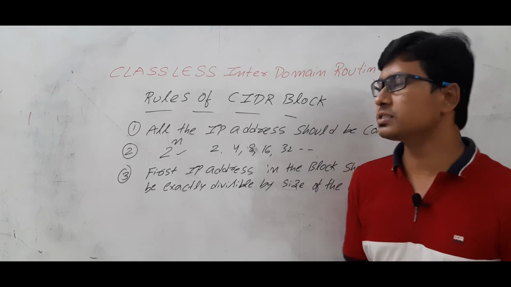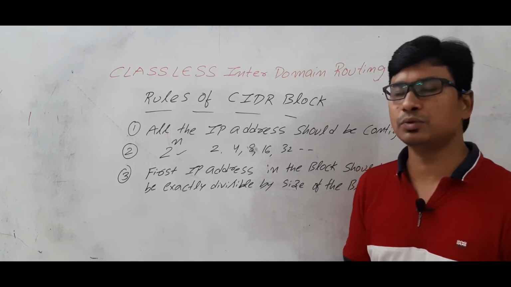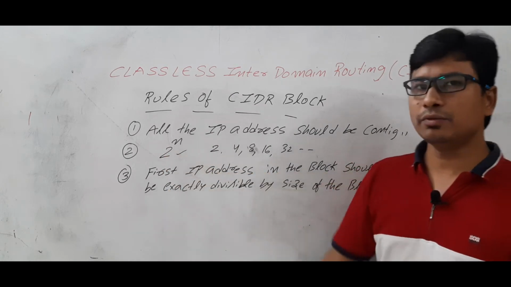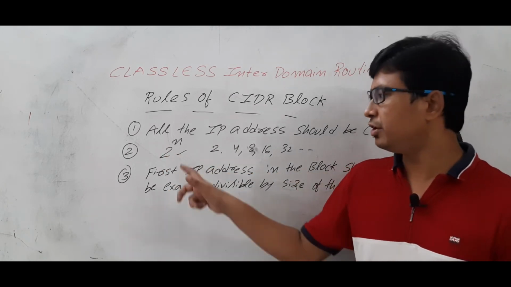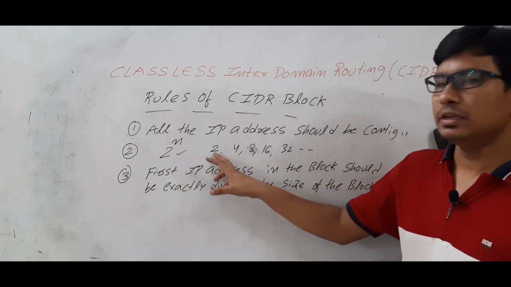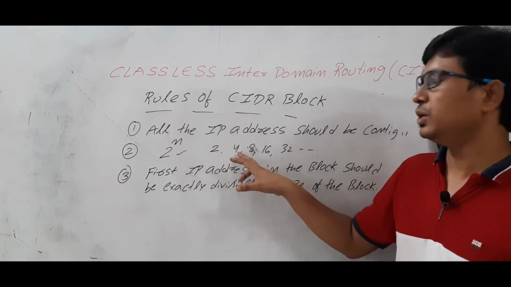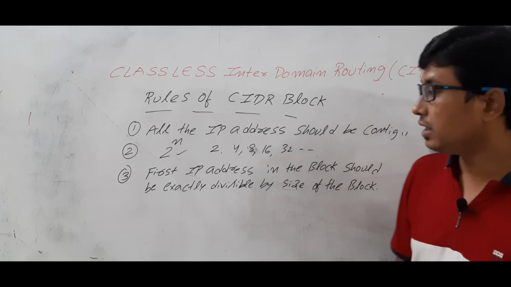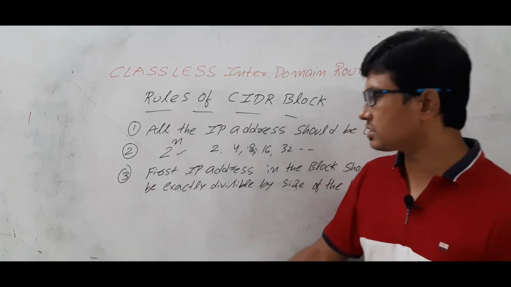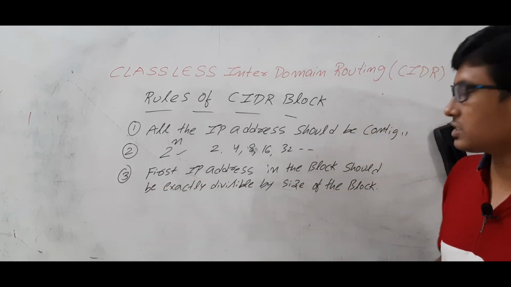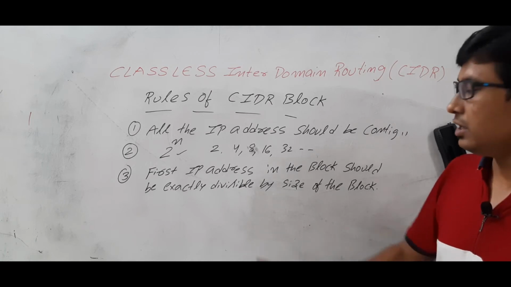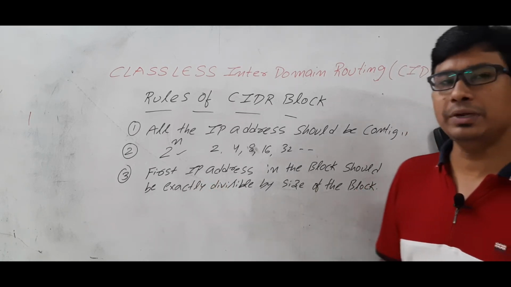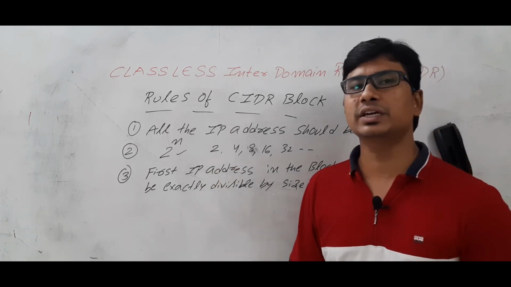Okay, the first rule is that the IP addresses you are asking for should be continuous. Another one is that their number should be in the form of 2 power n. Meaning you can ask for 2 IP addresses, 4, 8, 16, 32, and so on. And the third rule is that the first IP address in the block should be exactly divisible by the size of the block. Meaning the remainder you should get is 0.